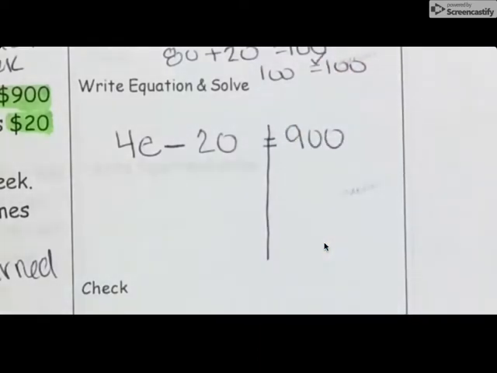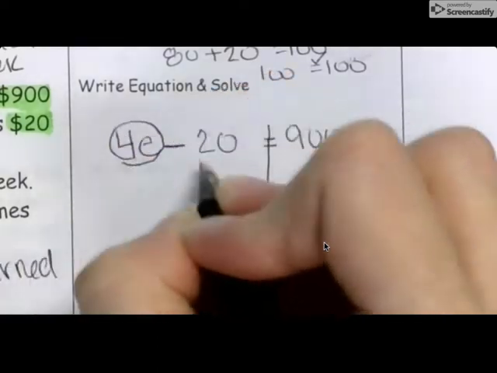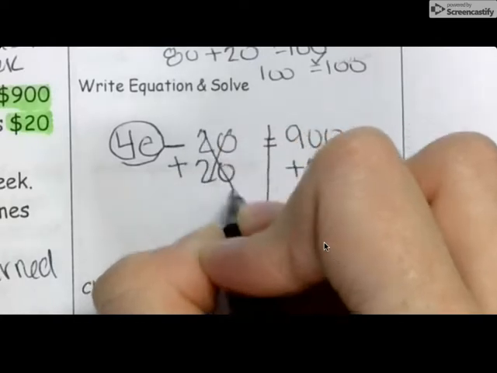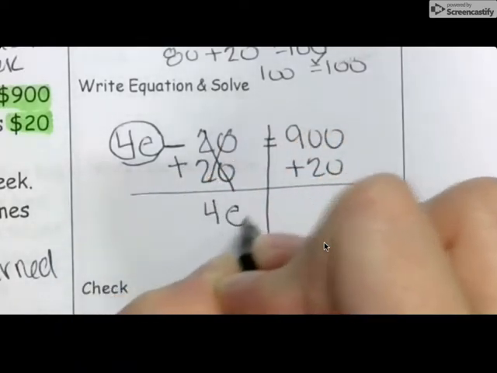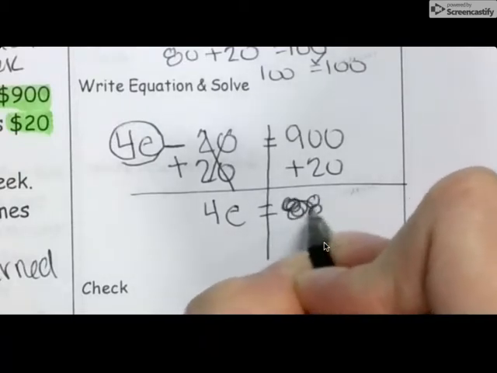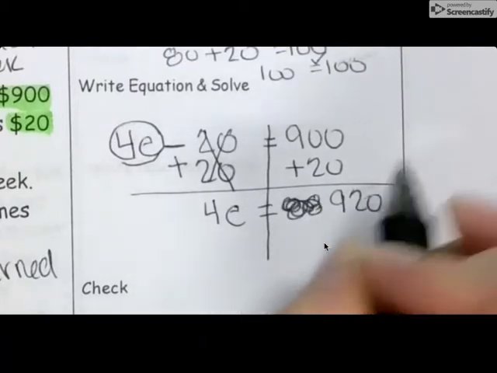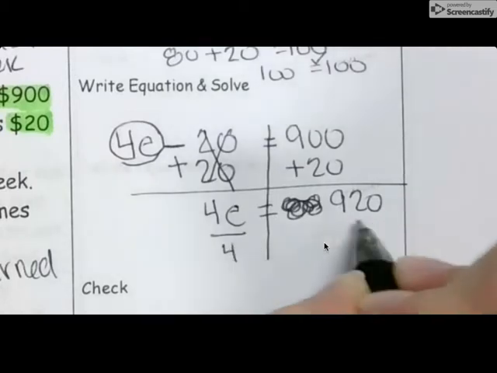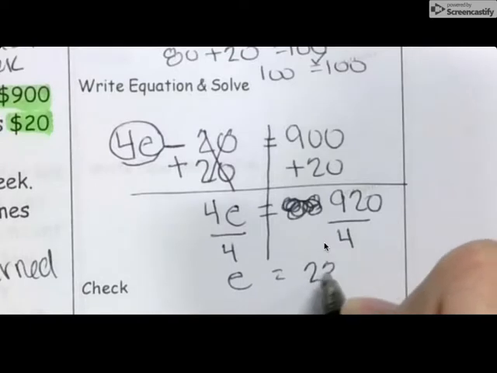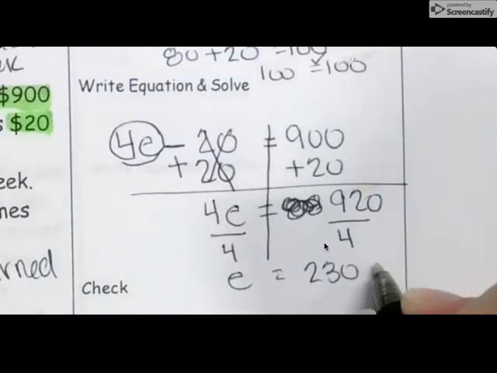Barrier, nothing to distribute, nothing to combine. We are going to isolate, which means we are going to do the opposite. So add 20 on both sides. Oopsies. Adding, my bad, I was subtracting. Divide by 4. And 920 divided by 4 is 230. And remember, we said that money earned was in dollars, y'all.